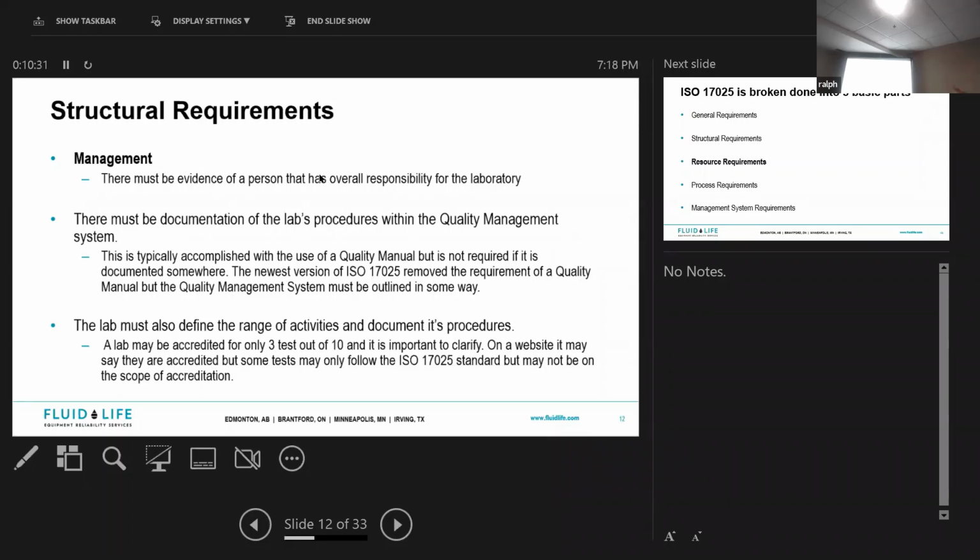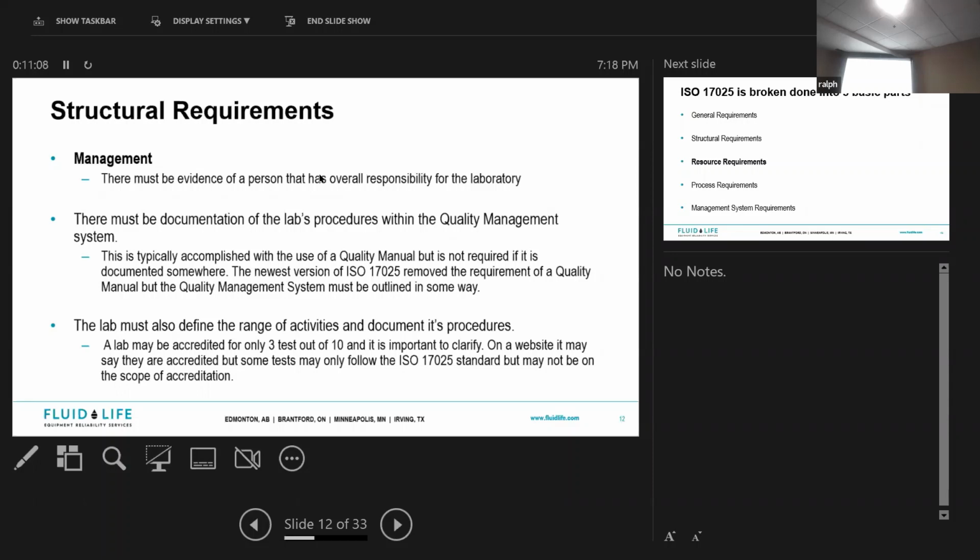And the lab must also define their range of activities. When you look on somebody's website, they might say we're ISO 17025 accredited, but that may just apply to a certain scope. They might have 30 tests, but only be accredited to 3, because each appendix does cost you extra money. Being accredited does cost some money, so they might choose only 10, or they might choose all of them. It depends. Sometimes if it's a lab doing government regulated testing, you have to be accredited. You don't have a choice.